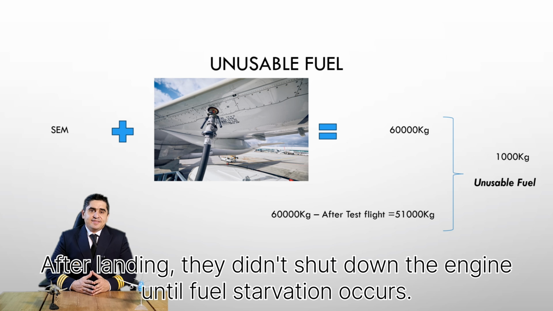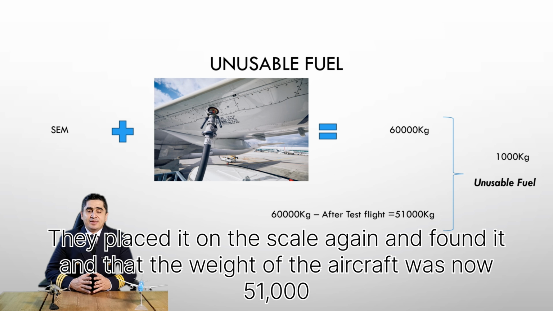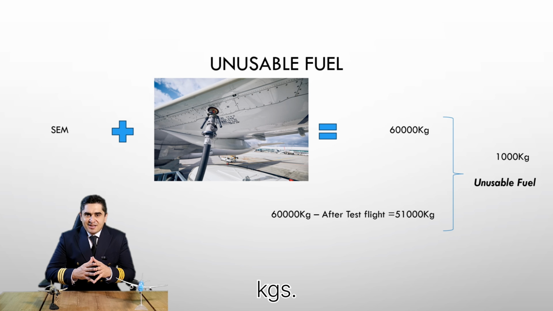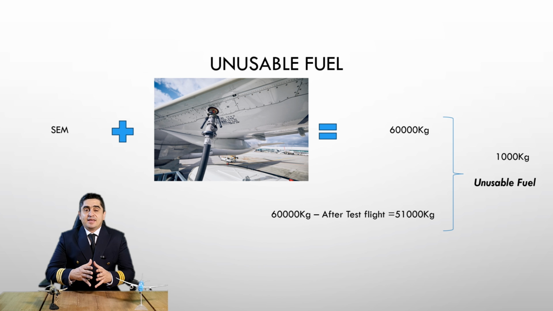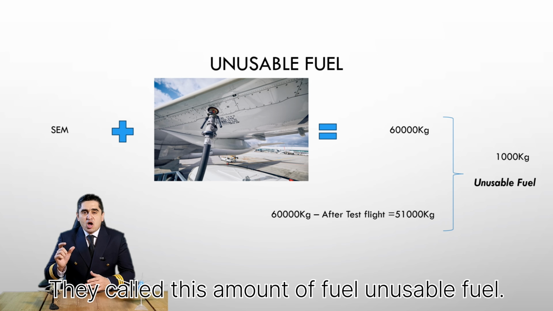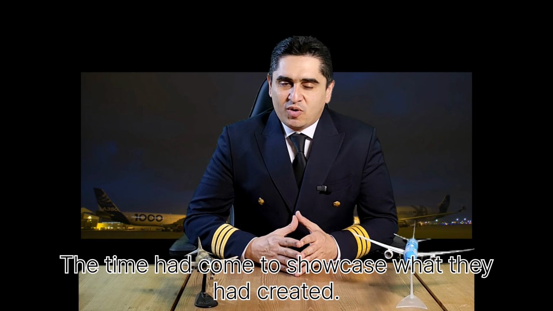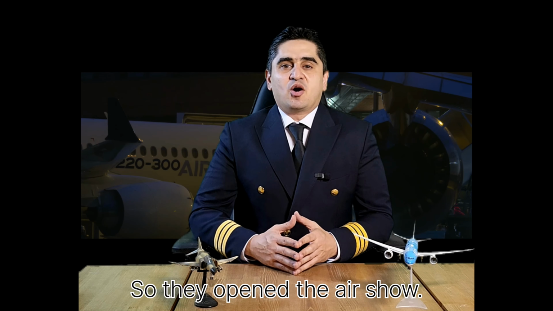After landing, they didn't shut down the engine until fuel starvation occurred. They placed it on the scale again and found that the weight of the aircraft was now 51,000 kgs. This shows that 1,000 kilograms of fuel was still inside the aircraft but could not be used or drained. They called this amount of fuel unusable fuel. The time had come to showcase what they had created, so they opened the air show.